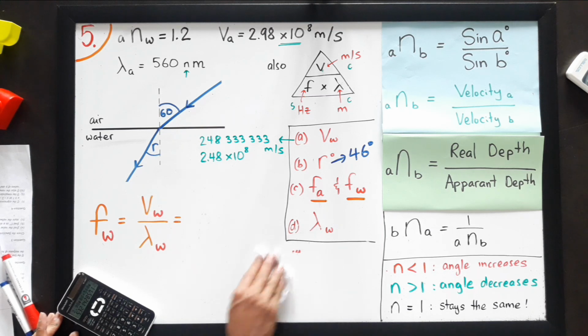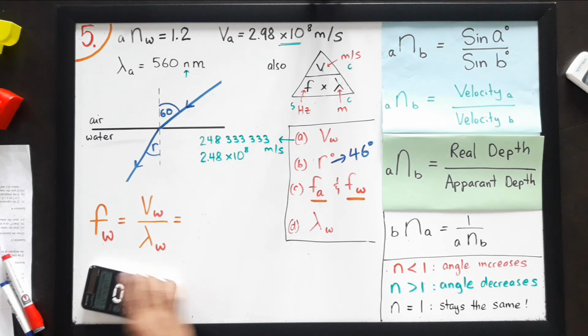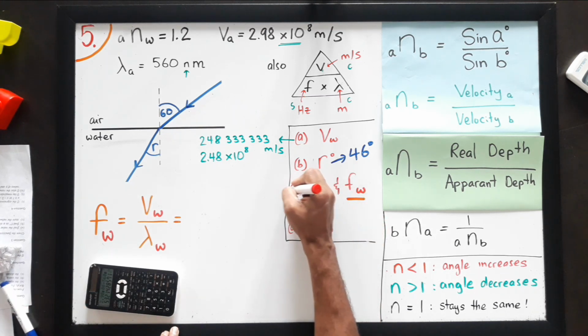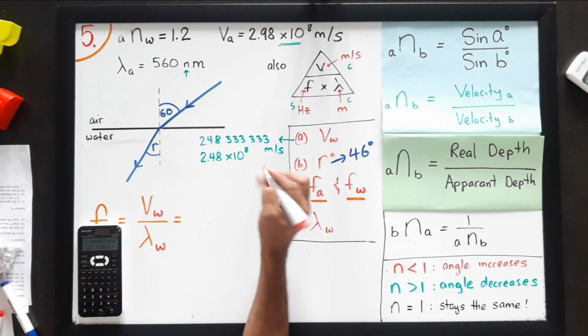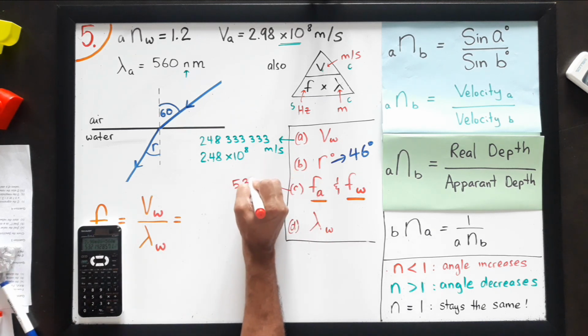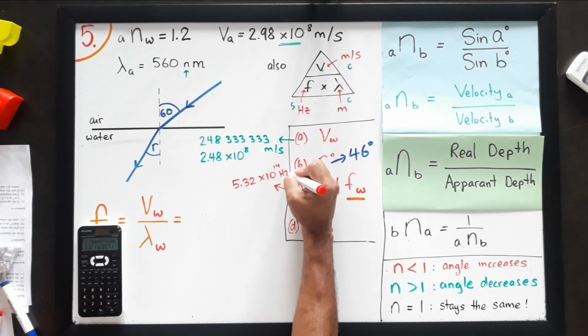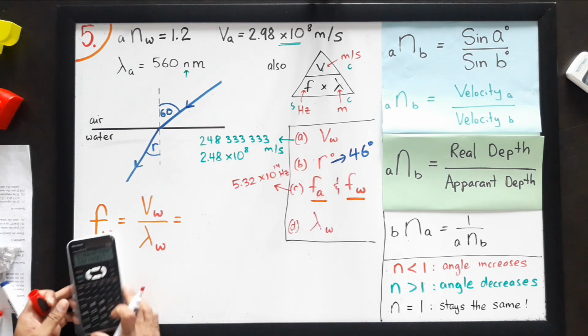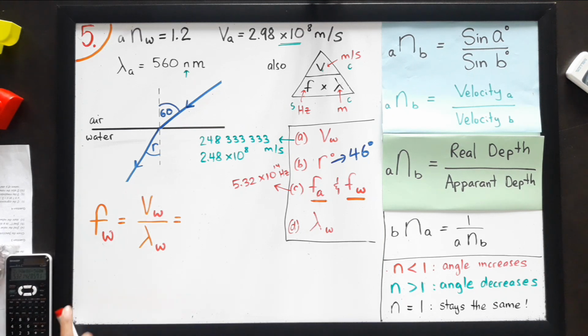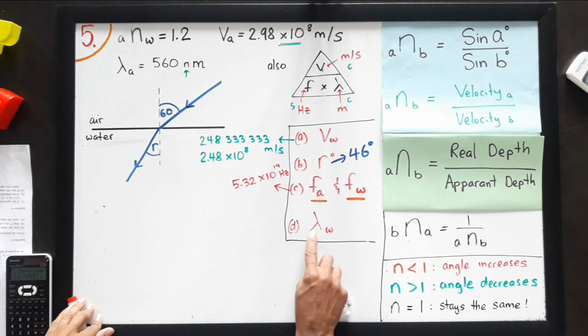For part D, I should write down the answer for this part here, which is 5.32 multiplied by 10 to the 14. Well, frequency is measured in something called hertz. Alright, so let's calculate the wavelength in water.